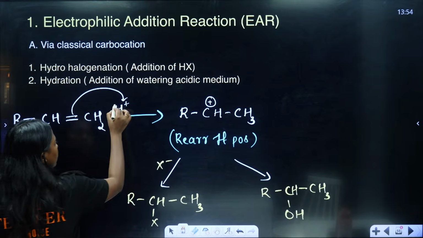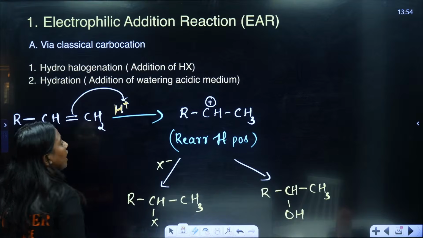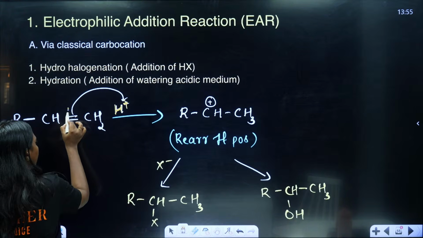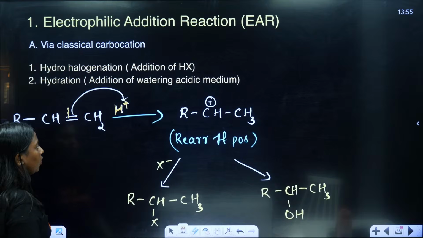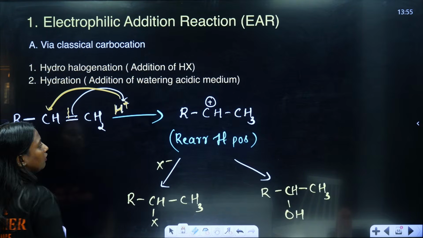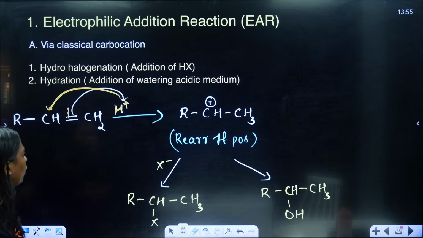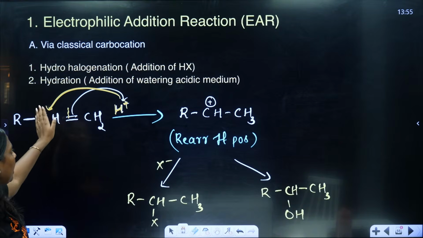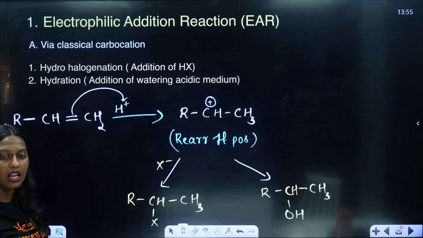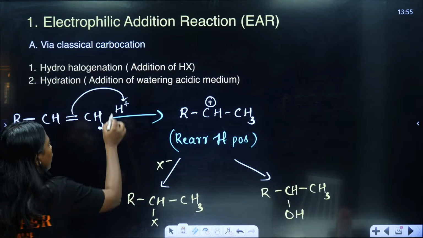So here you can see H plus is there. Then what will happen? It's very simple. This double bond will break and one carbocation will form. That is, protonation, addition of a proton, will happen. So what will happen?